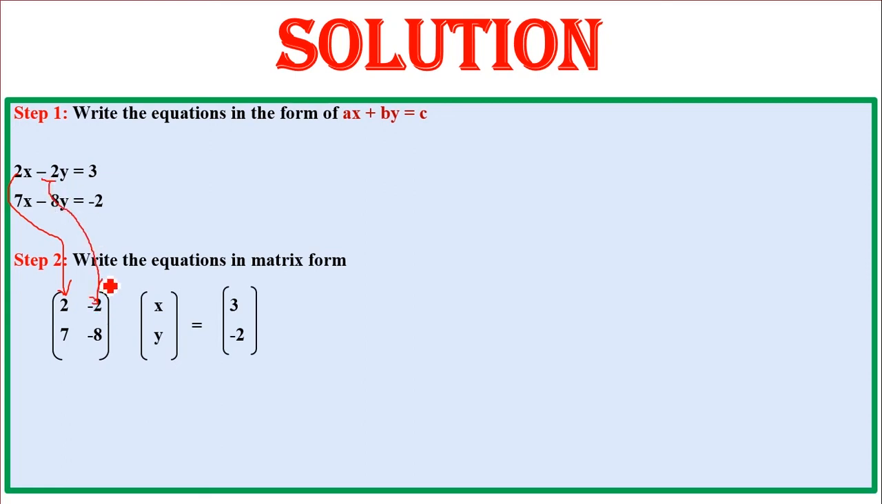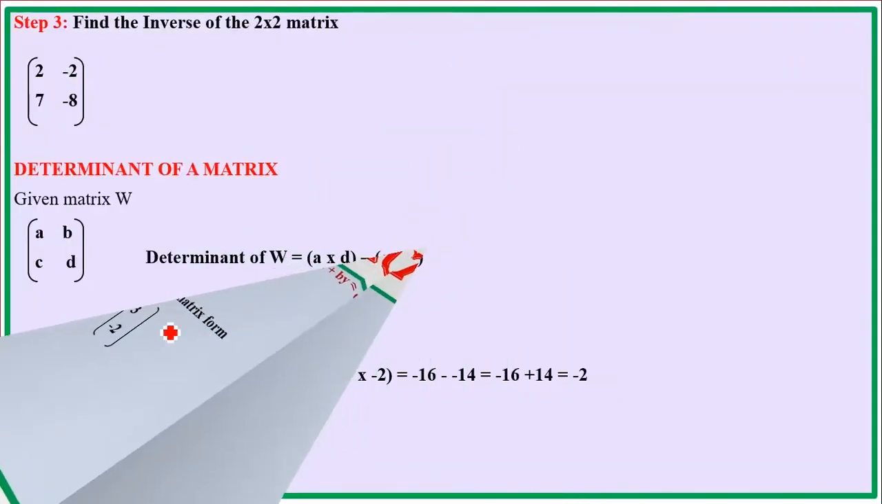That is for the first row of the matrix. For the second one, the coefficient of x is 7 and the coefficient of y is negative 8, you bring it there. Then the variables, x and y, equal what we have on this side: 3 and negative 2. So at the end of the day, we have a matrix. That is step 2 of that question. We move to step 3.